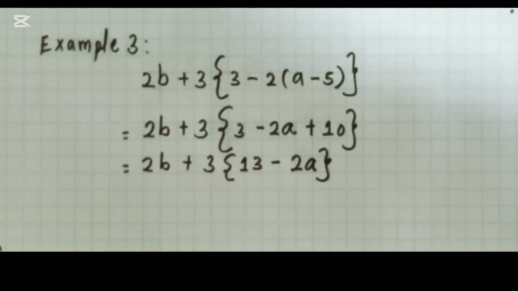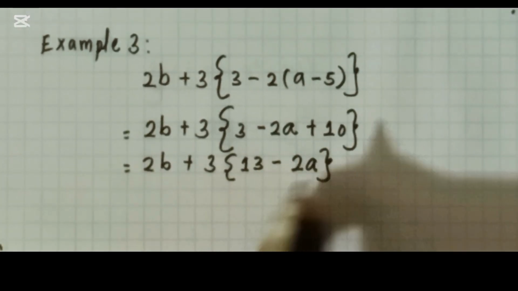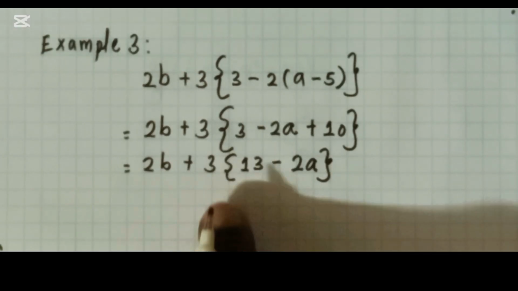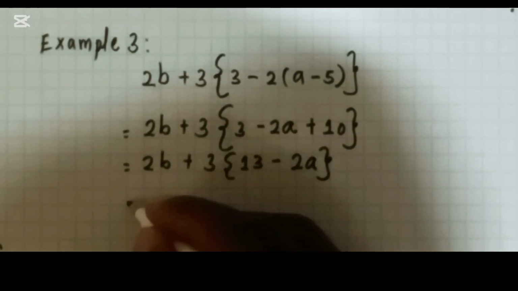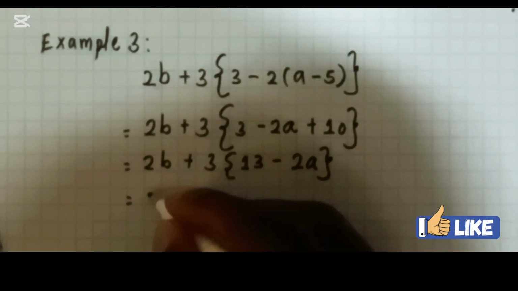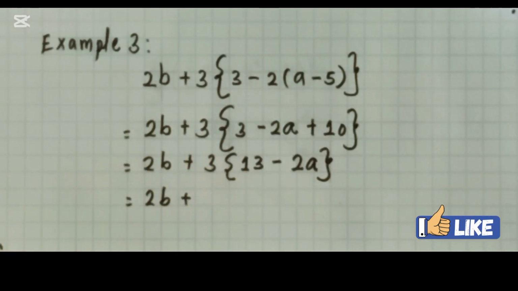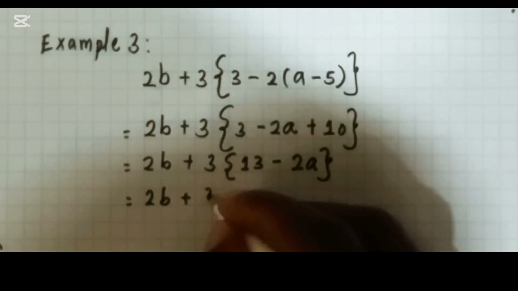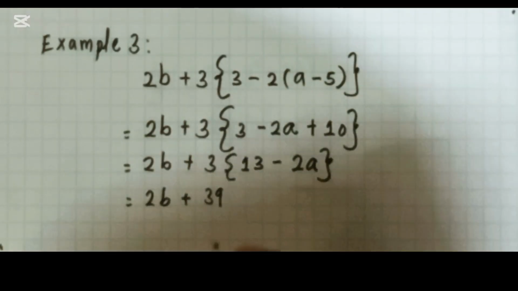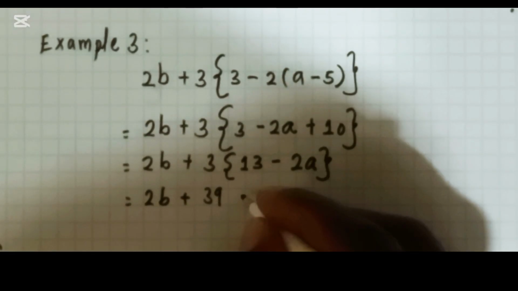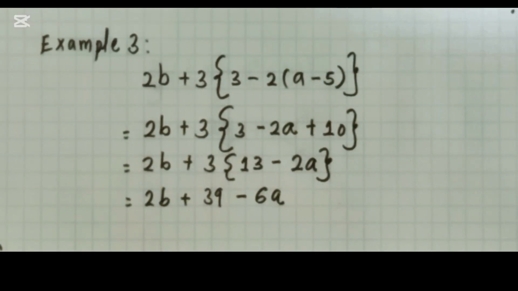Now, to solve for this other bracket, we're going to multiply every element within this remaining bracket by 3, as 3 is the number directly outside the bracket. So that's going to give us 2b plus 3 times 13, giving us 39, and 3 times negative 2a, a positive times a negative number, giving us negative 6a. So we've removed the other bracket.